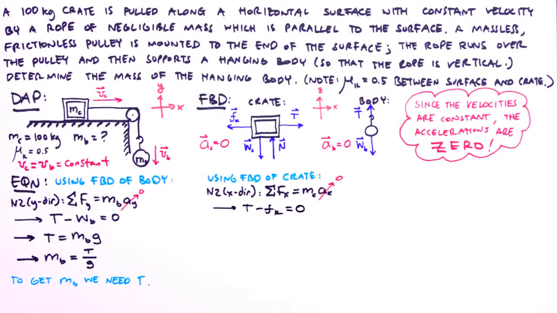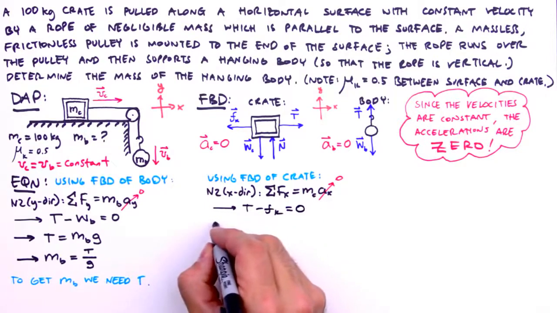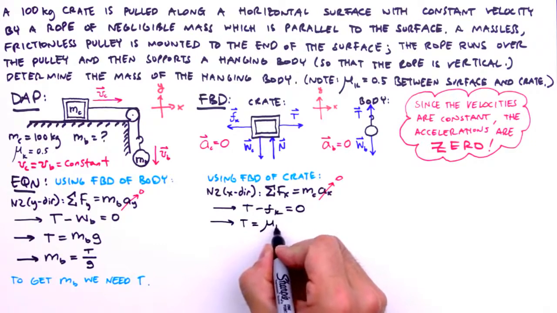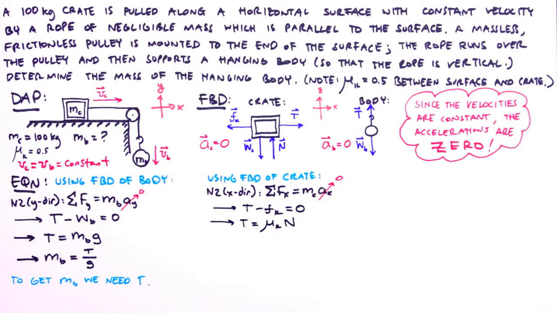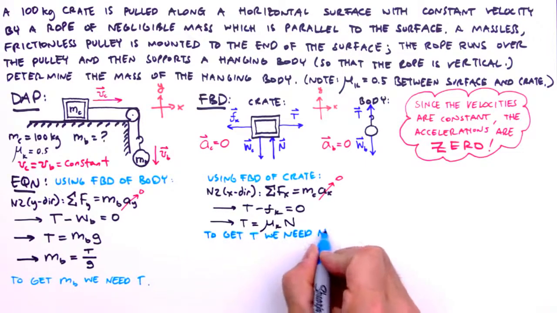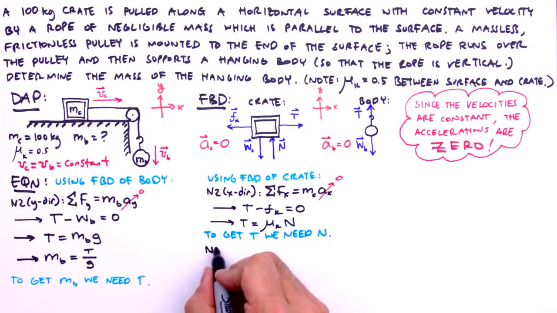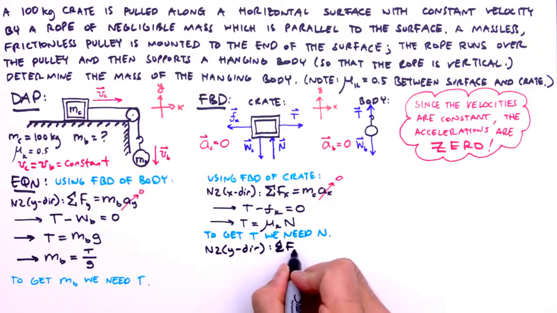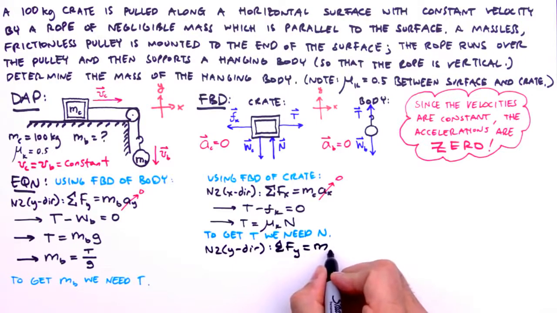Adding the friction force to both sides and substituting our definition for kinetic friction, we get T equals the product of the coefficient of kinetic friction and the normal force. We've yet to determine a value or expression for the normal force, so to get T, we first need N. So let's try N2 in the y direction for the crate. The sum of the forces along the y direction equal the mass of the crate times the acceleration of the crate in the y direction.